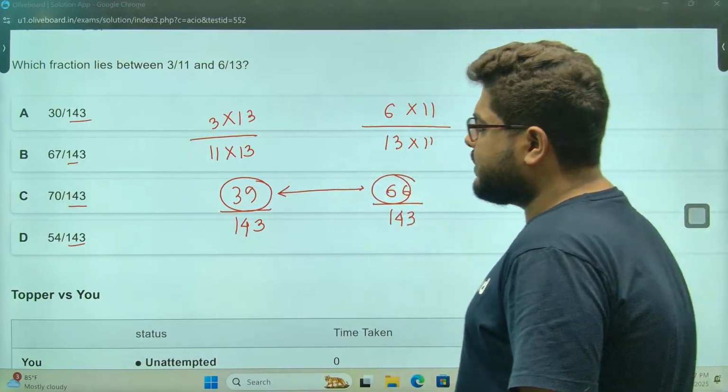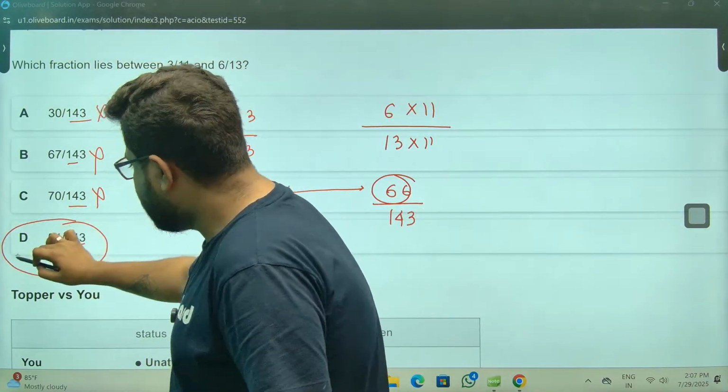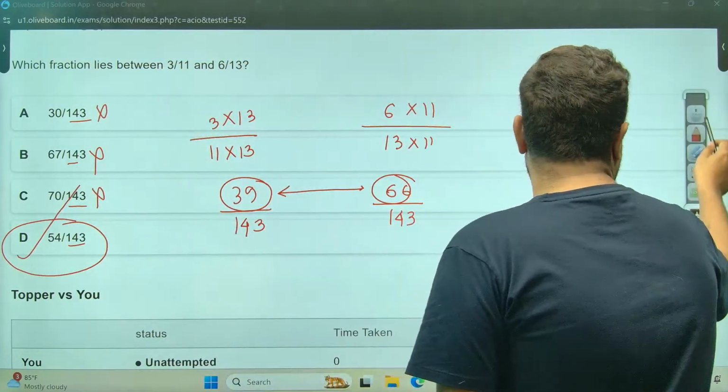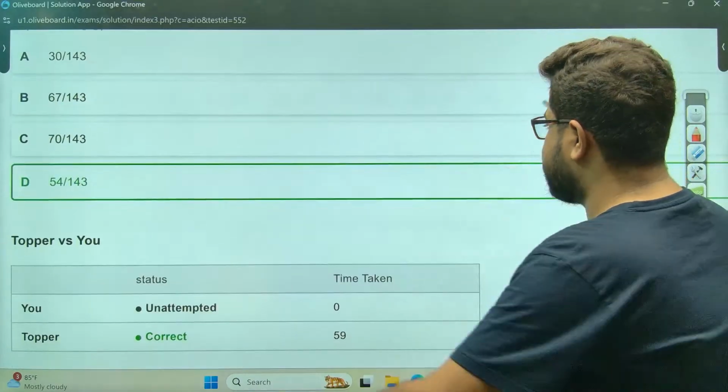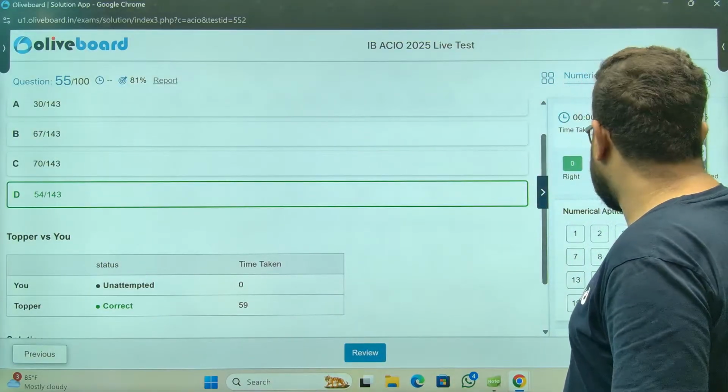Between 39 and 66, not this, not this, not this, this one only, sir. Option D is the correct answer. Option D, 100% the correct answer. It was a two-line question, sir. It was a two-liner.